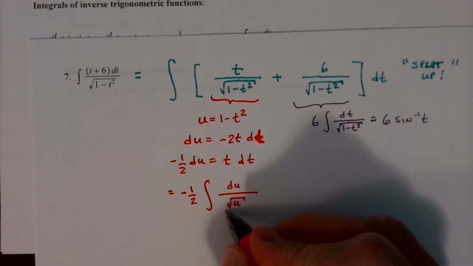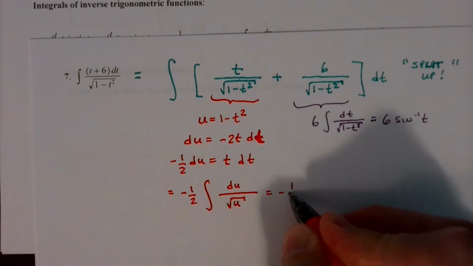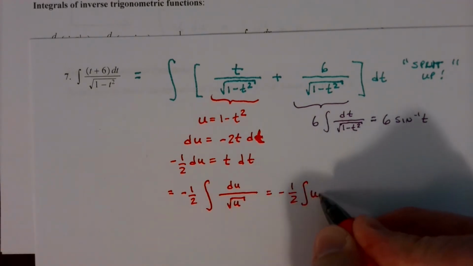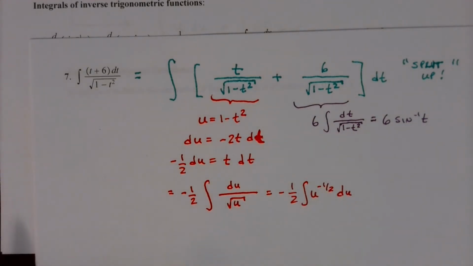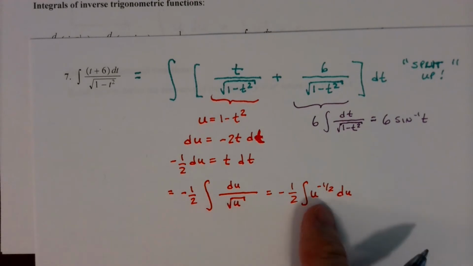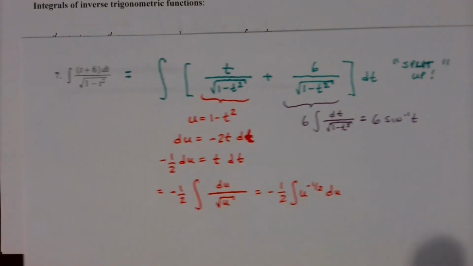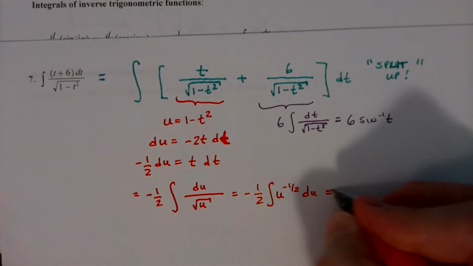And what is this then? This is u to the negative 1/2. This is negative 1/2 integral of u to the negative 1/2. Right? 1 over u to the 1/2 is u to the negative 1/2. And this is just an easy integral. This is a power rule integral.